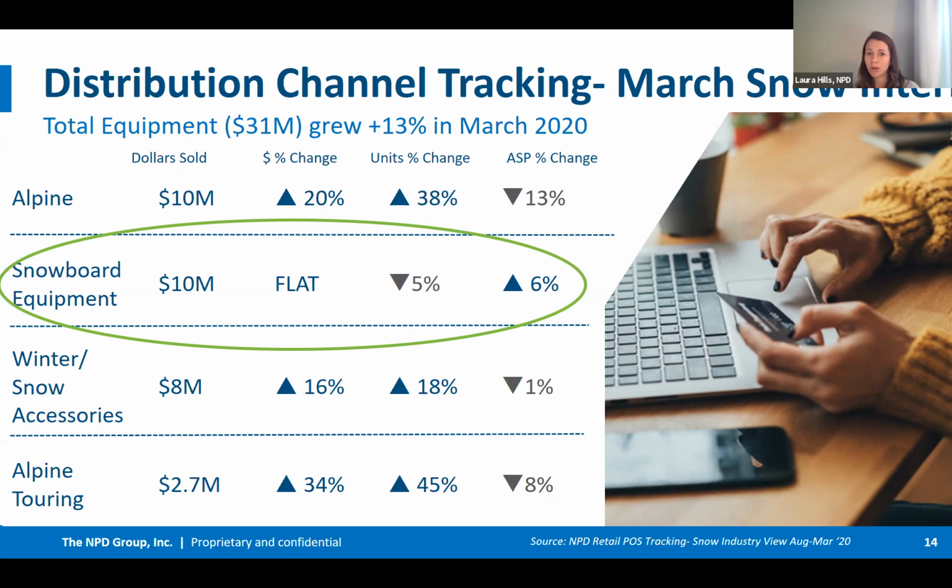However, in snowboard equipment, this was not the case. March internet sales were actually in line with alpine equipment, the other largest equipment business in the industry, but the dollars change was flat to last March due to a decline of 5% in units sold and an increase of 6% in average selling price. So NPD doesn't track snow sales in the summer months of April through July, because sales are so minimal.